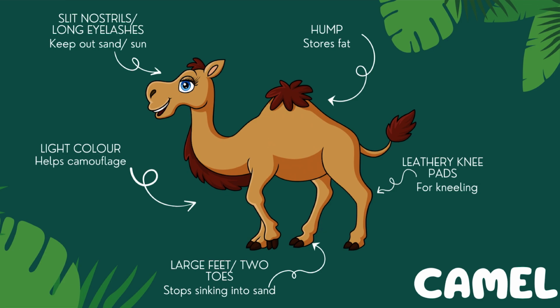Camels also have large feet with 2 toes, and that helps to stop them sinking into the sand. You might have seen videos of camels, and they often kneel down to rest, so they also have leathery knee pads to make sure they don't get sore doing this. And finally, you might have guessed that they have 1 or more humps.